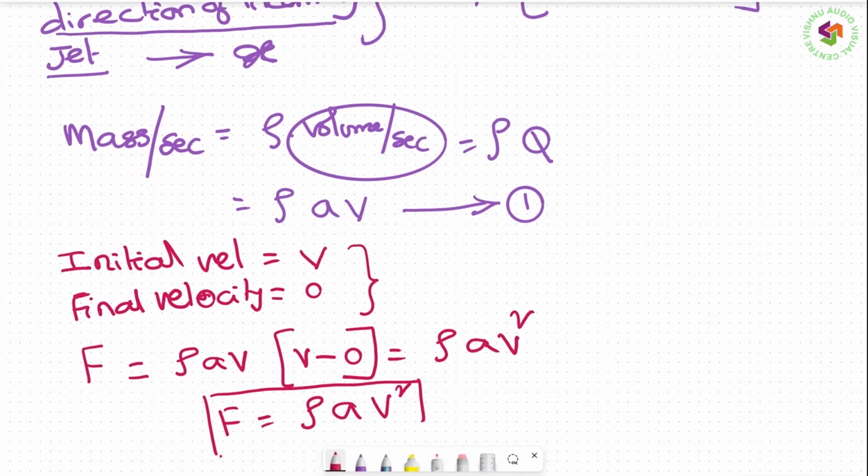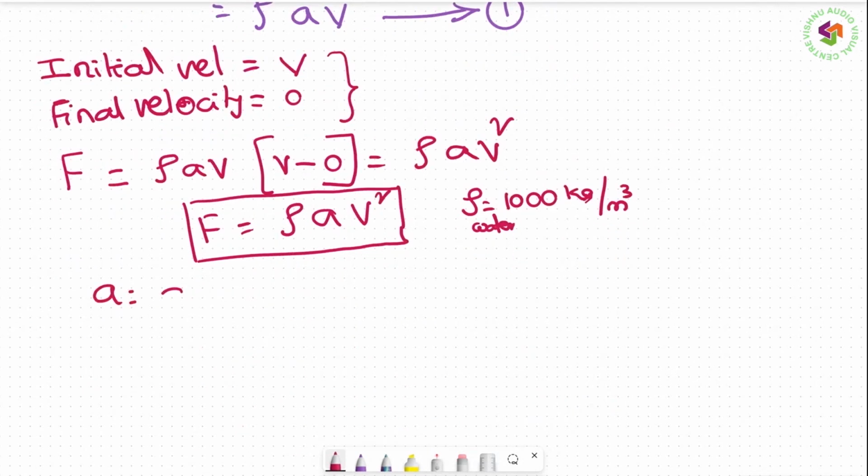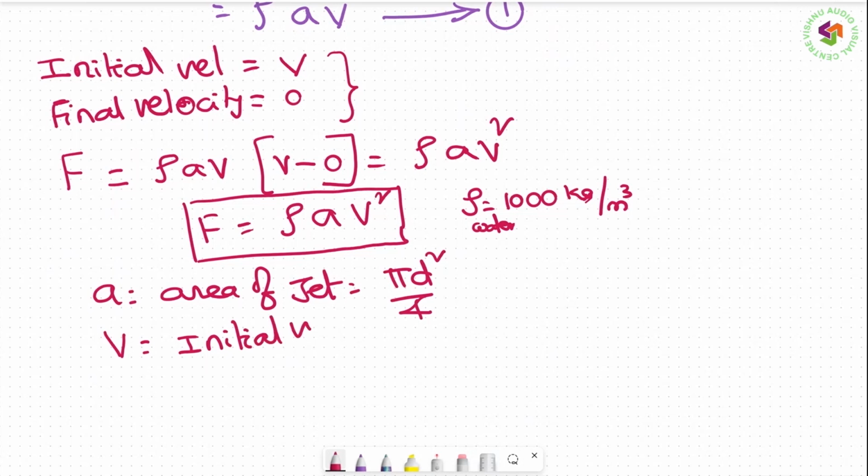Here rho is the mass density, and for water, rho is equal to 1000 kg per meter cube. Generally, we deal with only water. Then what is A? Basically, A is nothing but the area of the jet, which is pi d square by 4, where d is the diameter of the jet. V is nothing but the initial velocity. So if we know these things, we can find F, which is equal to rho A V square. Now the plate is held how?